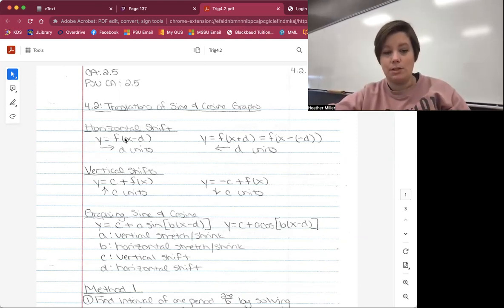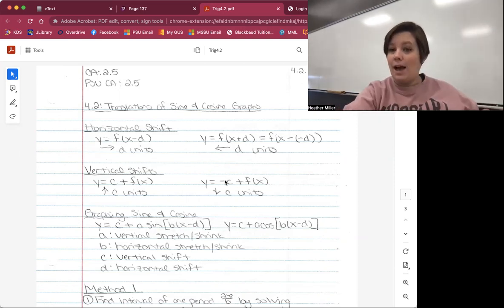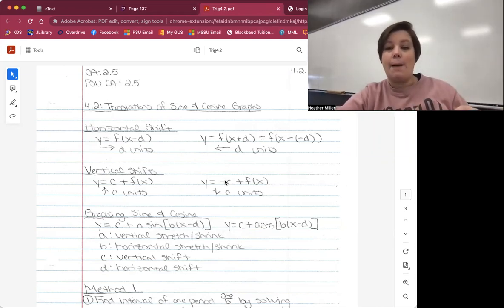X is our inputs. Our vertical shift, if you notice, is the c value tacked on here on the outside. It happens on the outside of the function, just like our amplitude happens outside of the function. And if it happens outside of the function, then it affects your outputs, or your y's. So that's a nice mnemonic to try and remember so that you know exactly what you're shifting and which way you're shifting.